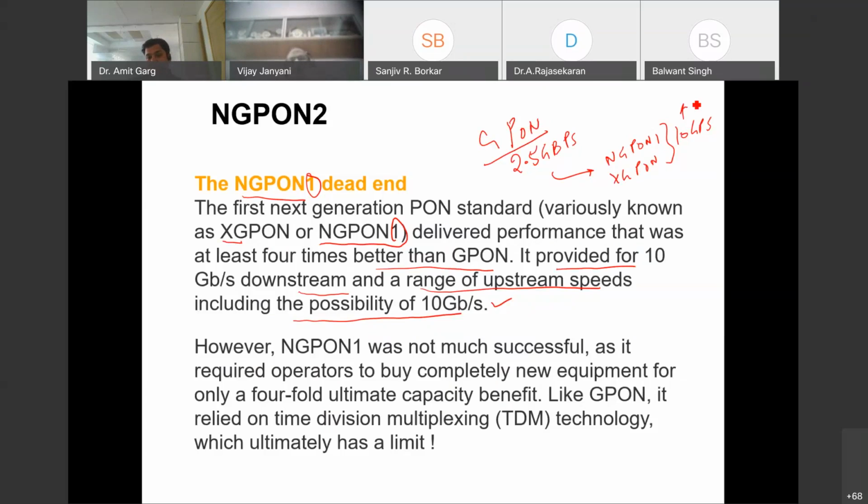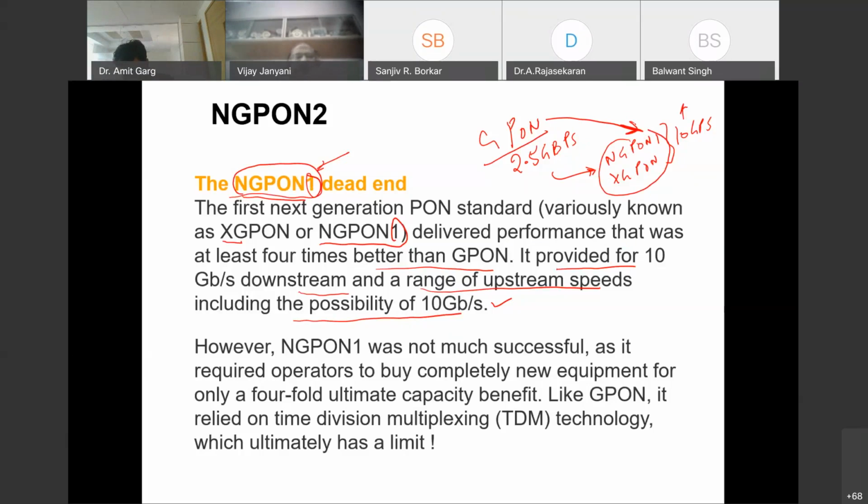So the problem here is that the network vendors or operators did not willingly want to go from here to here, because just for an increase of maybe 10 more users or something like that, they would have to change the equipment completely. So NGPON 1 met a dead end; it did not pick up very well.